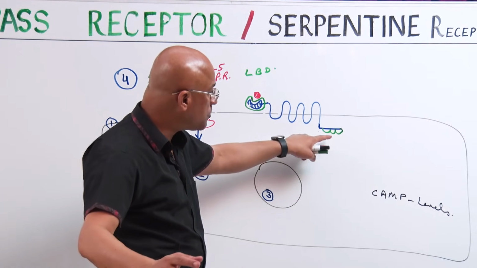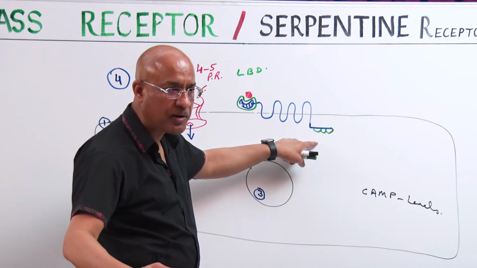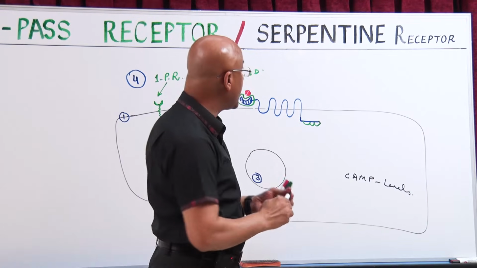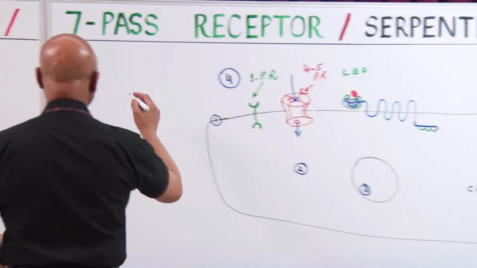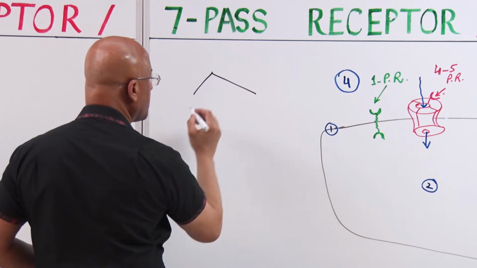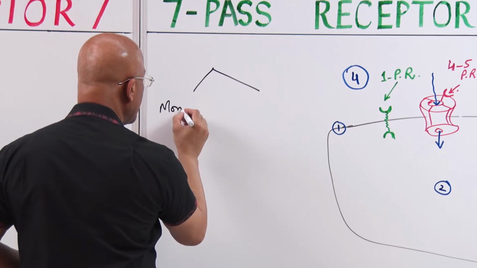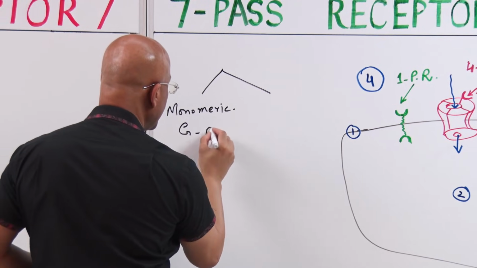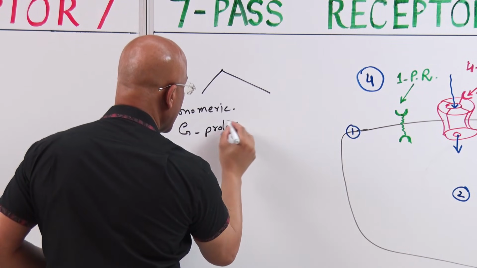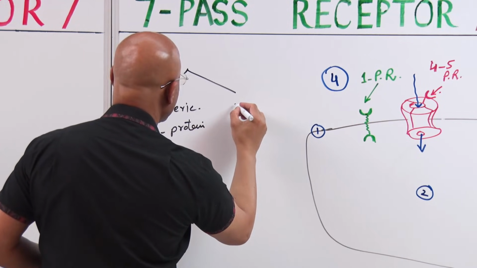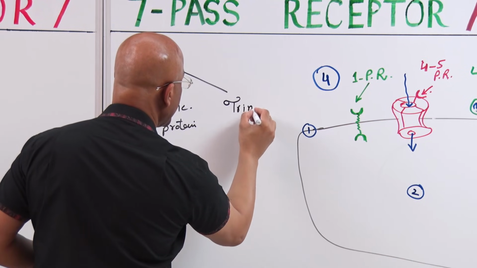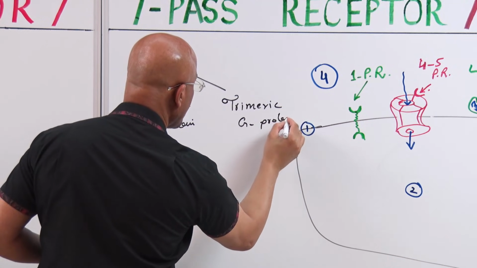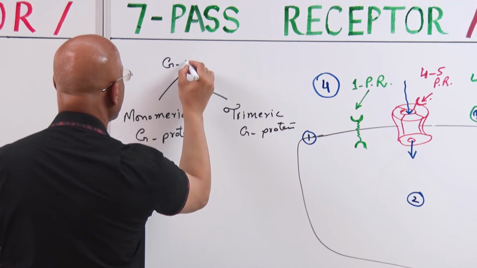For example, there is a special group of proteins which will bind with this 7 pass receptor; we call them G proteins. Here I want you to remember, there are two types of G proteins: monomeric G proteins, and trimeric G proteins.